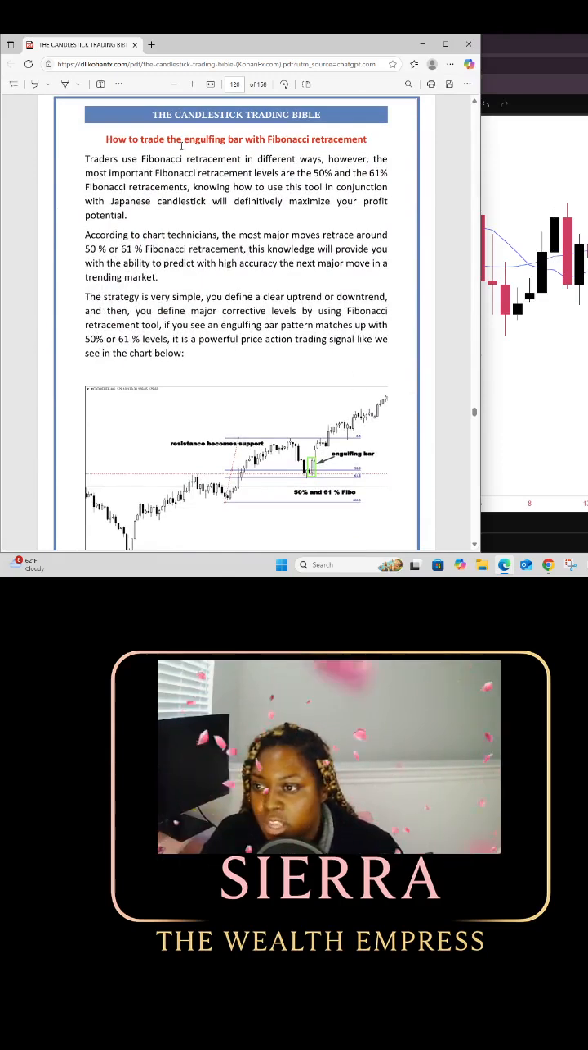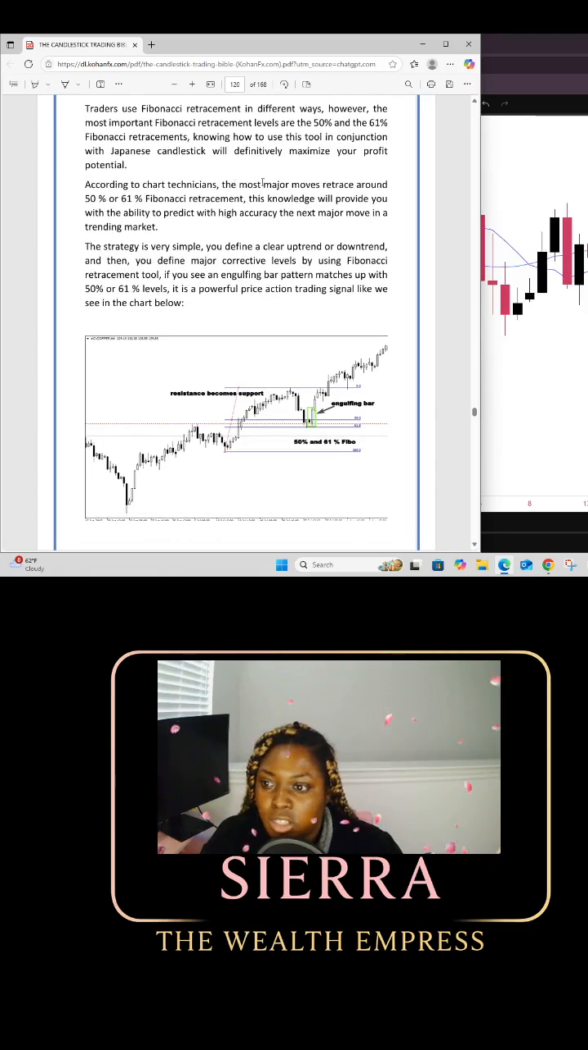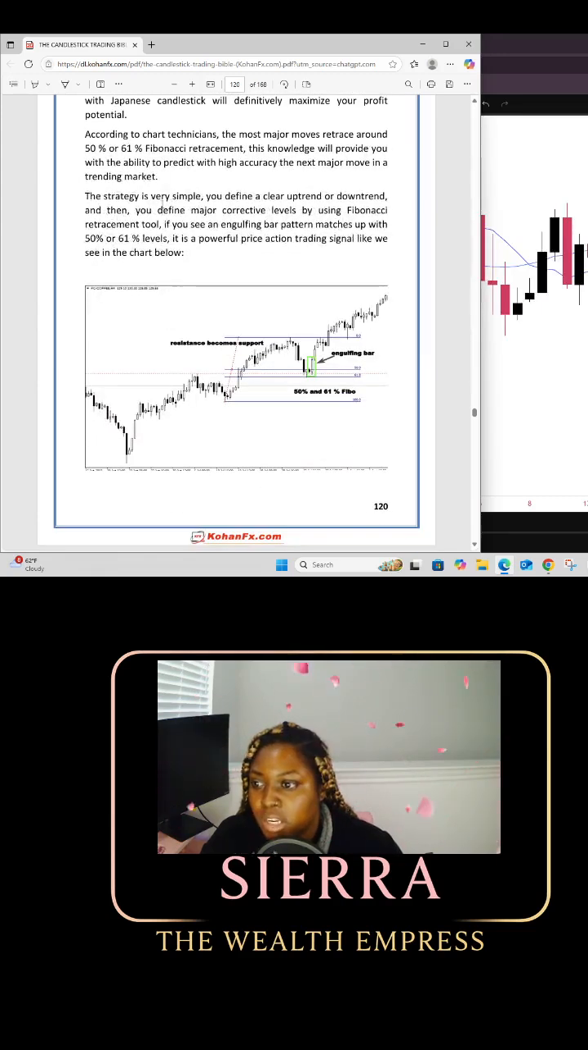All right, so how to trade the engulfing bar with Fibonacci retracement. Traders use Fibonacci retracement in different ways. However, the most important Fibonacci retracement levels are the 50% and the 61% Fibonacci retracements. Knowing how to use this tool in conjunction with Japanese candlesticks will definitely maximize your profit potential. According to chart technicians, the most major moves retrace around 50 or 61%. This knowledge will provide you with the ability to predict with high accuracy the next major move in a trending market. The strategy is very simple.